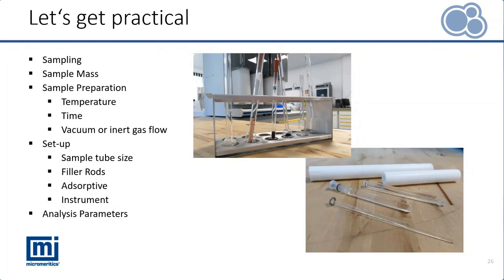We know this from cereals. The big chunks are always on top. So a well-mixed representative sample is important for the measurement. Other important parameters are sample mass, sample preparation, the setup, so the type of sample tube, using a filler rod or not, the kind of adsorptive and instrument, and the analysis parameters themselves.